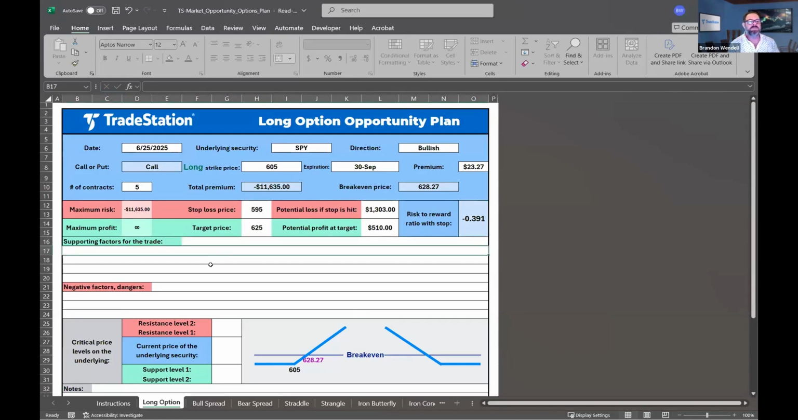I can put in why I'm taking this position, what's making it positive for me. And of course, if there are any dangers that I might be running into, this helps remove some of our bias when it comes to trading. If we're looking at potential losses, how we would lose, what would cause us to lose, what's going against us in this position, we create a little more objectivity when it comes to our trading decisions.